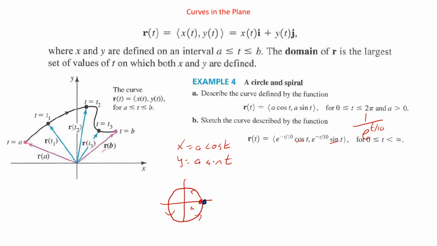t over 10 will be a bigger number because we'll have like 1 over 10, 2 over 10, 3 over 10. So that's getting bigger, which makes e to that power a bigger number, which makes 1 over e to that power a smaller number. So as t is getting bigger, as we're going around the circle, the radius is going to be getting smaller. And what does that do? That's going to circle us in and spiral us in to look kind of like that.